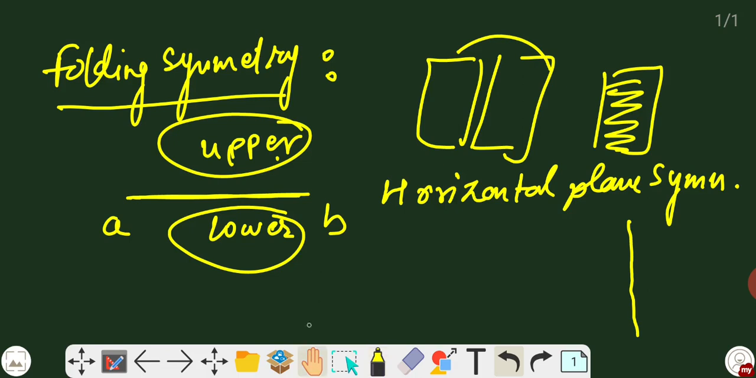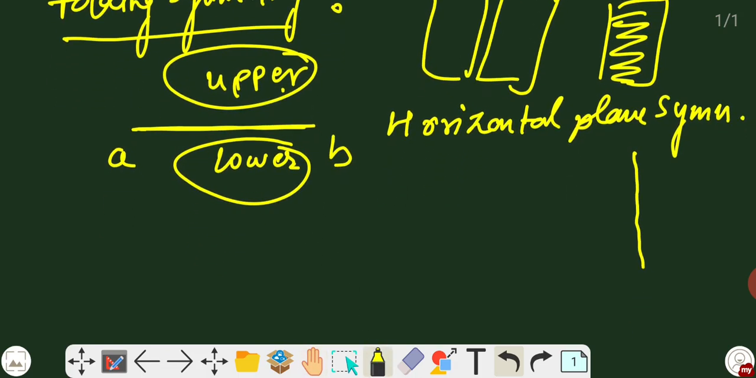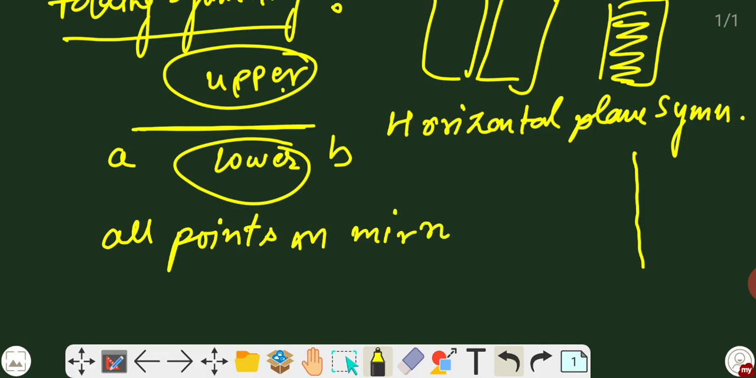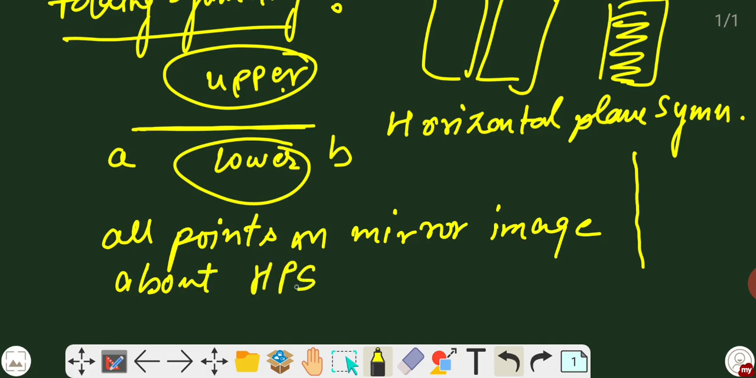Now one important point to be considered in the horizontal plane symmetry is that all points on the mirror image about the horizontal plane of symmetry will have the same potentials.